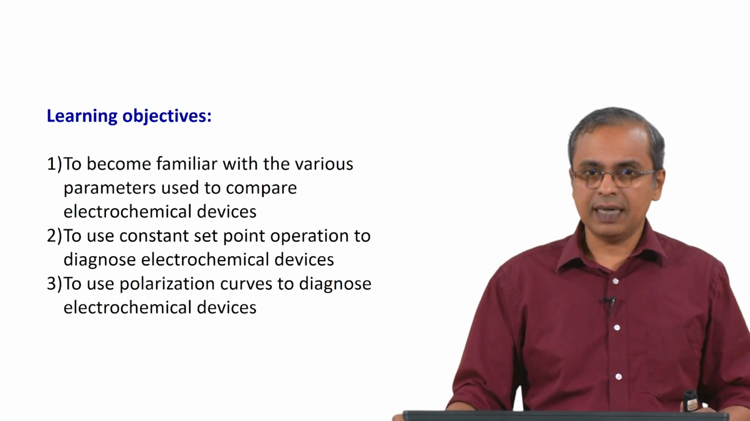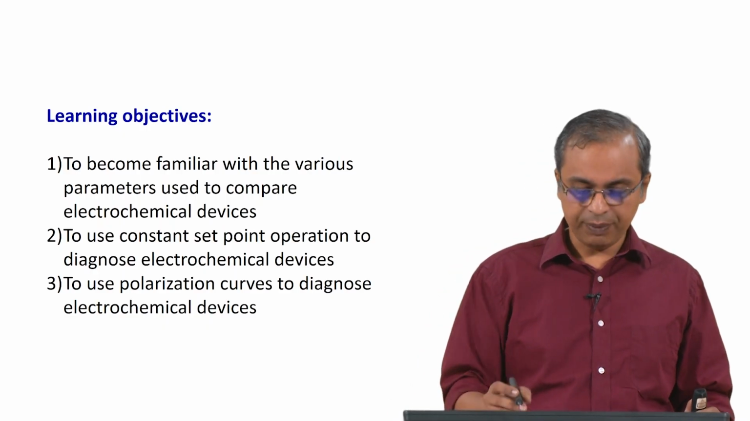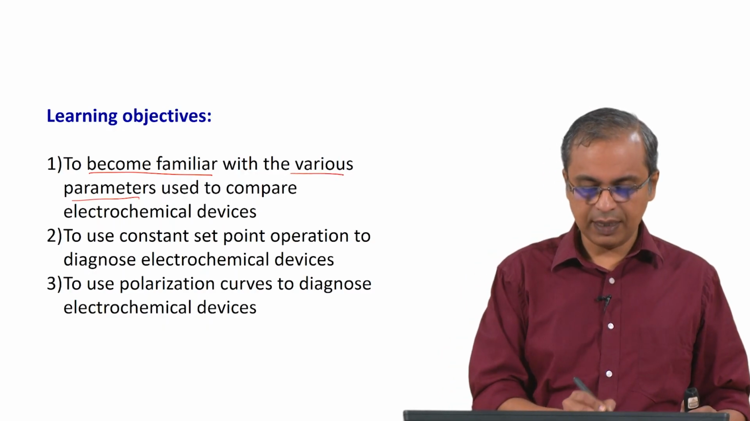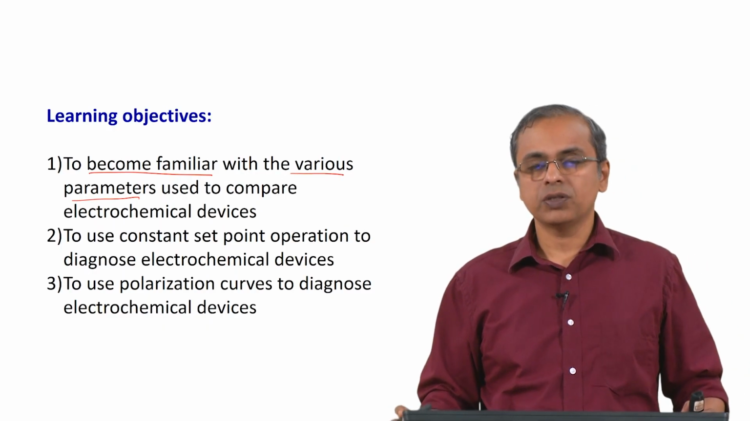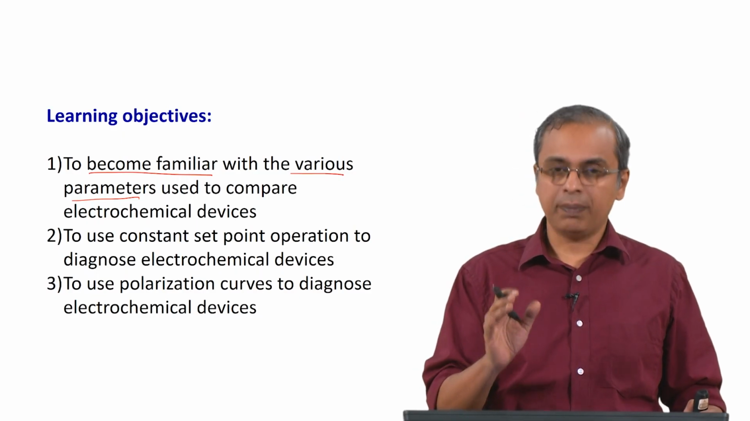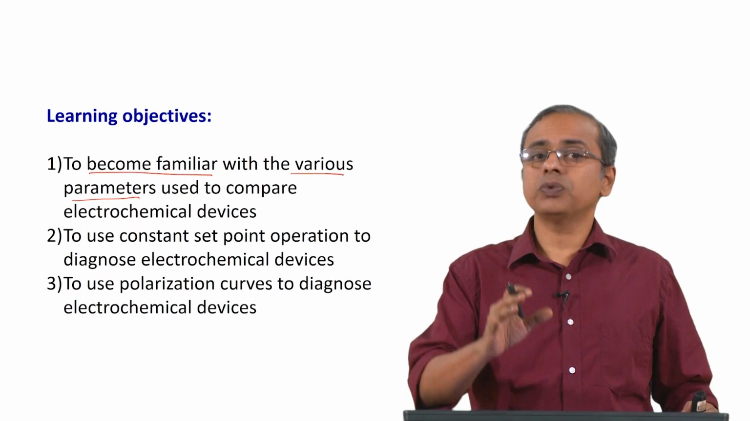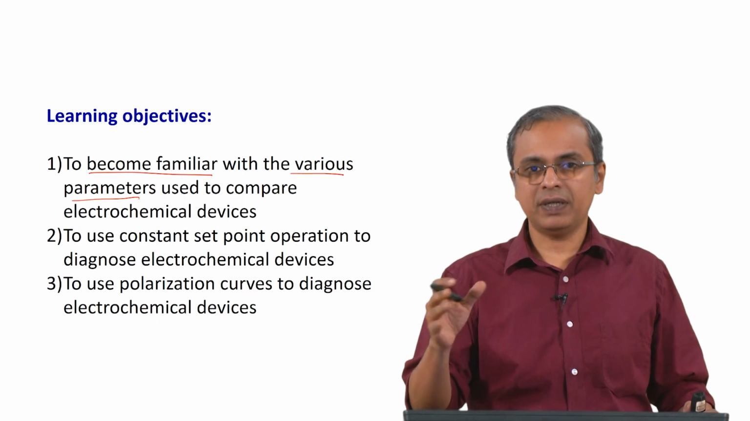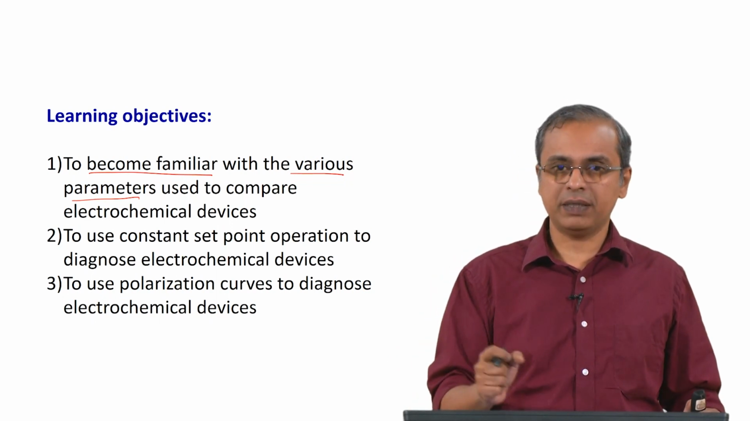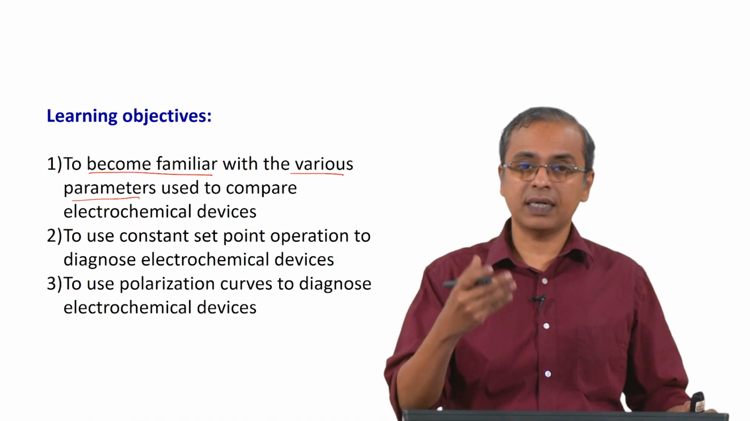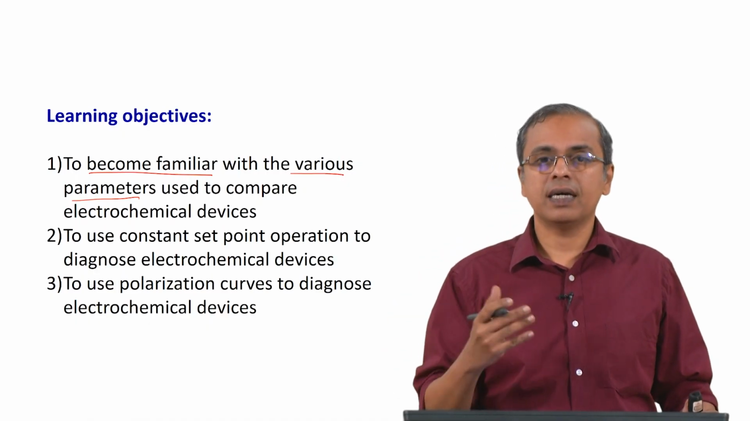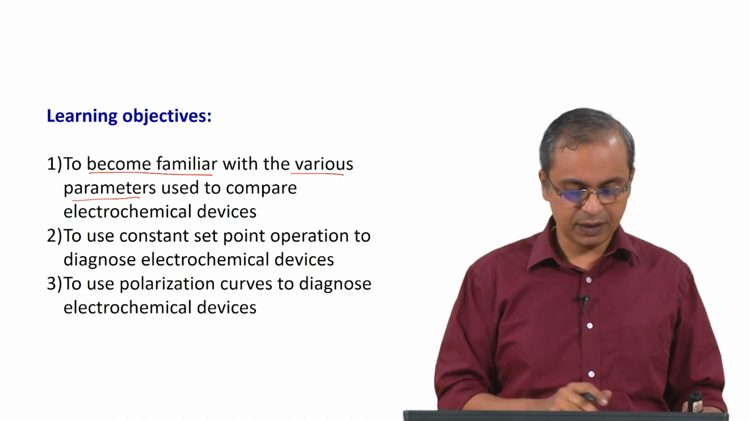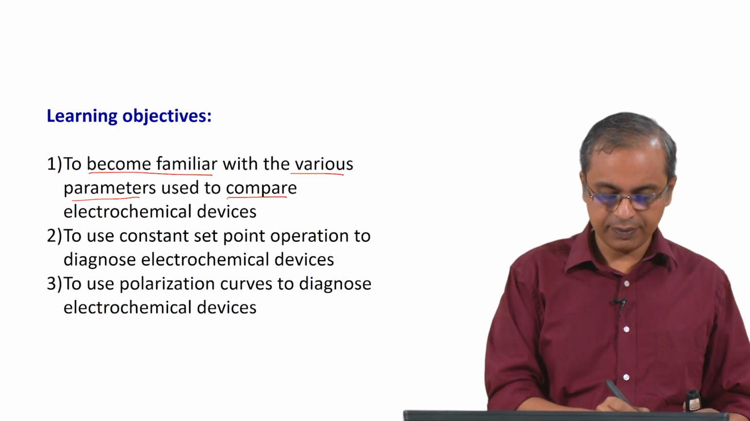So, the learning objectives for this class are as follows. We would like to become familiar with various parameters that are used to compare electrochemical devices. Okay. So, what are these parameters that people use to compare electrochemical devices? What do these parameters represent? Okay. So, you may hear a term, but what does it really represent? So, that is something that we need to get a better handle of, a better feel for, so that when you hear those terms or hear numbers for those terms for various devices, you have a better sense of what it is that they are referring to. So, we will try to become familiar with the various parameters used to compare electrochemical devices.